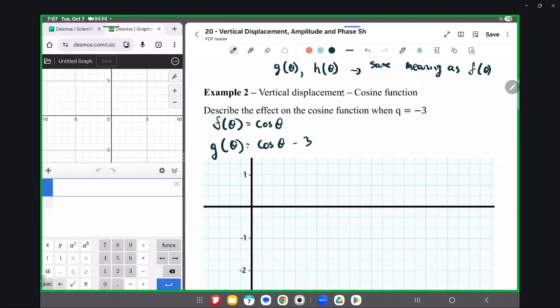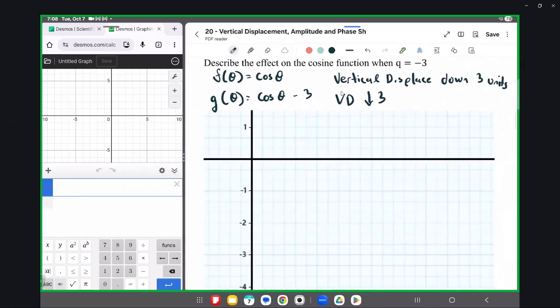Okay, so what's the effect? So this is going to be a vertical displacement down 3 units. That's quite the sentence. So we can also call this a vertical displacement down 3 using just shorthand notation like such. And so I'm only going to sketch one cycle of this.